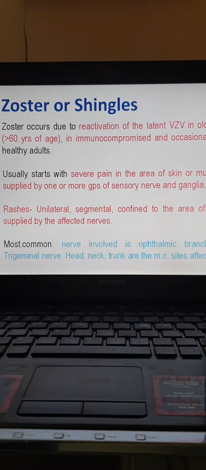And the description of the rashes: this is unilateral. In chickenpox, it was bilateral. This is segmental, and it is confined to the area of skin which is supplied by the affected nerves. The most common nerve involved is the ophthalmic branch of the trigeminal nerve. Head, neck, and trunk are the most common sites affected.